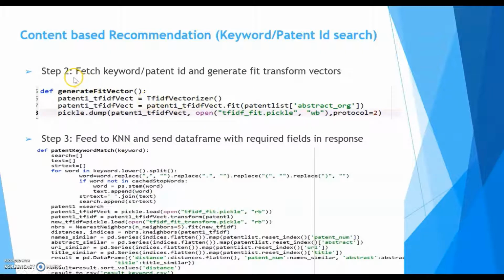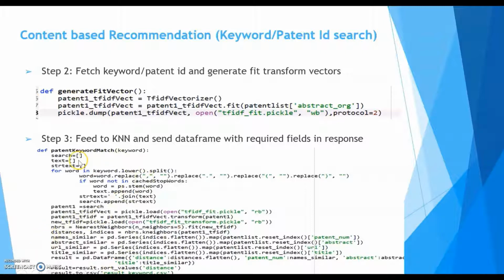Now step 2 here is to fetch the keyword and patent ID and generate the fit transform vectors. This is again another pre-processing step to improve the time. Step 3 here is feeding all these TF-IDF vectors to the KNN model and sending the data frame as a response with the required fields. This step happens at runtime when a user is providing a keyword or patent ID.